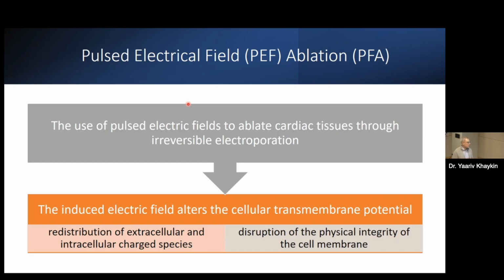Now, it can be reversible or irreversible, depending on the field. You can open up a few of these pores and cause some electrolyte leakage, but not enough, and so the cell can fix itself after you're done. Or with enough energy, you can do it to the extent where the cell would die in the process, with disruption of the physical integrity of the cell.